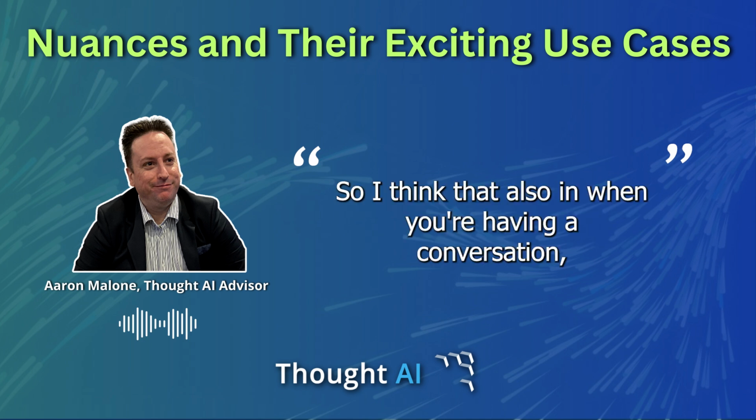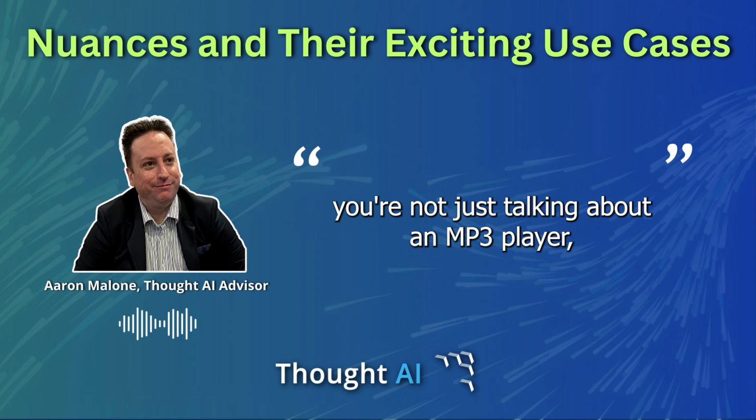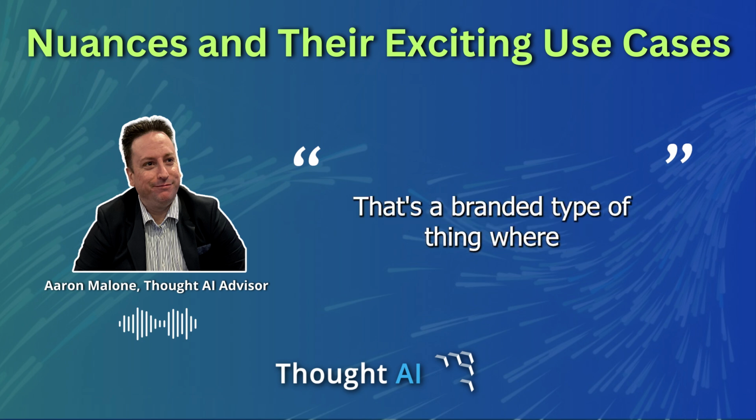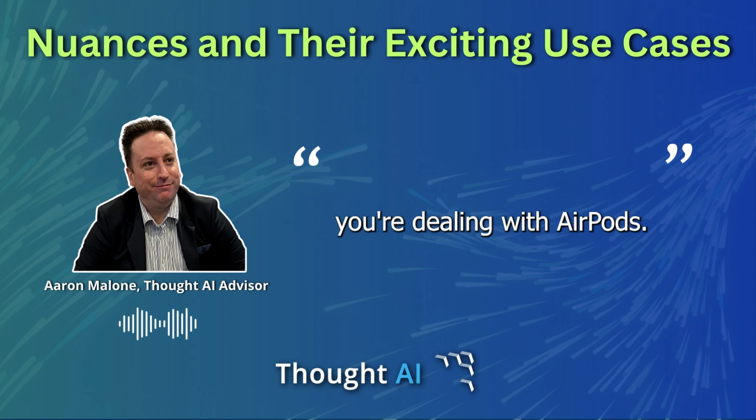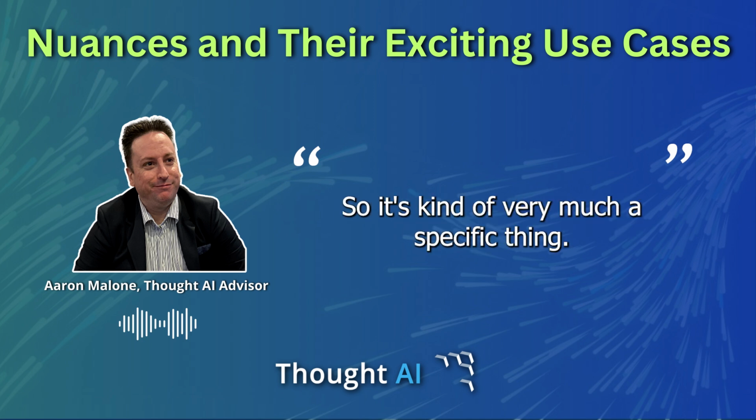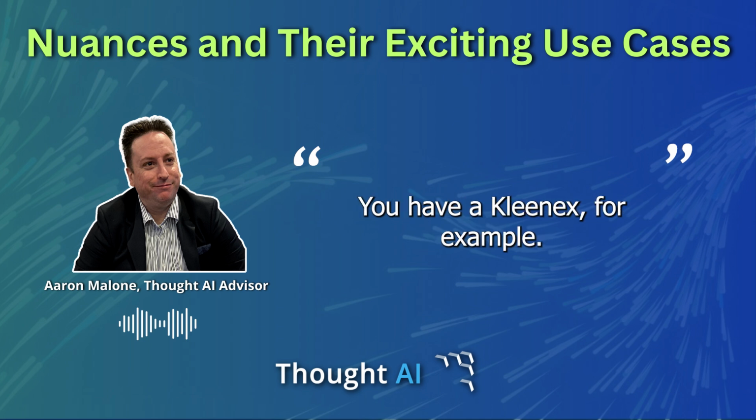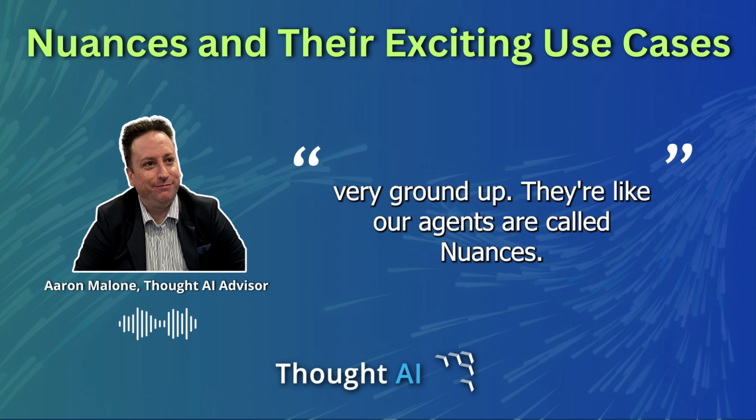So I think that also, when you're having a conversation, you're not just talking about an MP3 player, you're talking about an iPod. That's a branded type of thing where you know what you're dealing with. You're not just dealing with headphones, you're dealing with AirPods. So it's very much a specific thing. You're not blowing your nose into tissues, you have a Kleenex, for example. So that is a great thing for their marketing from the very, very ground up. They're like, our agents are called nuances.